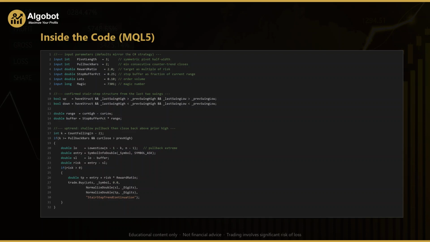In the uptrend block, count falling measures the run of consecutive lower closes ending at the prior bar. If that count meets pullback bars and the current close pushes back above the prior bar's high, the entry conditions are met. The code then finds the lowest low of the pullback, reads the ask as the entry, sets the stop just below that low minus the buffer, measures the risk, and finally computes the take profit as entry plus risk times reward ratio before sending the order.